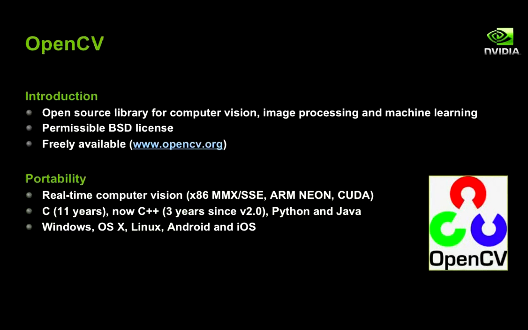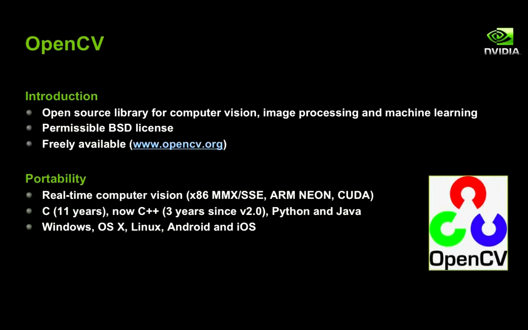So what is OpenCV? For those of you who are not familiar, it's a large open source library. In fact, it's one of the most comprehensive collections of computer vision, image processing and machine learning functions that exists. It's distributed under a fairly permissive BSD license. The source code is available and it's free to download from opencv.org, and you can build it yourself.